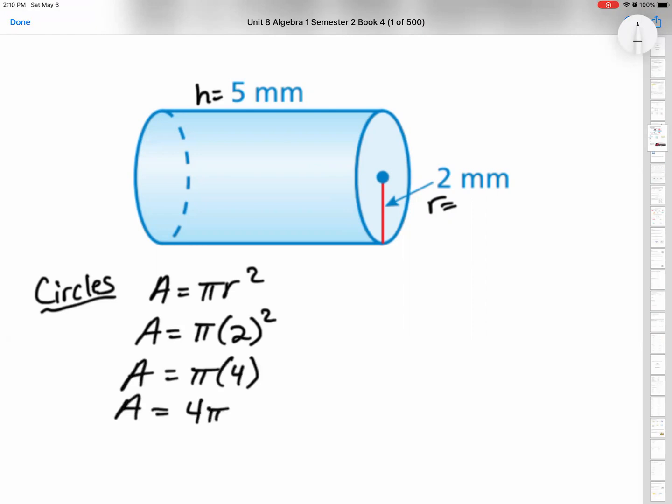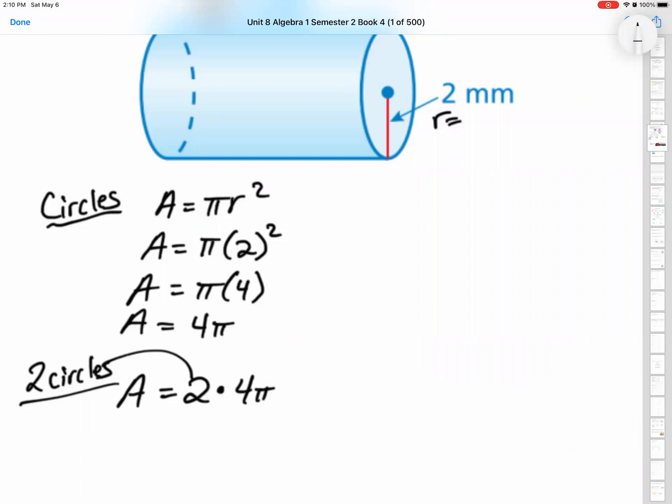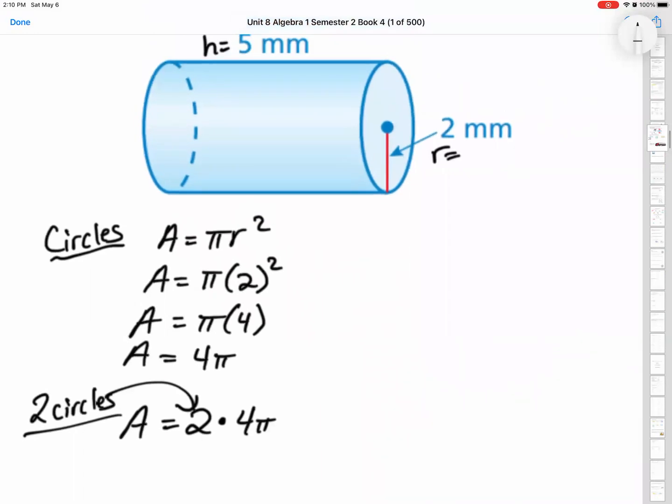Now, because we have two of these circles, we're going to go ahead and multiply this by 2. So that's what I mean by breaking it up. We're finding one item and then recognizing, oh wait, we have two of those though. One from this side, and one from the other side. And so when we find that area, we end up with a total of 8 pi.